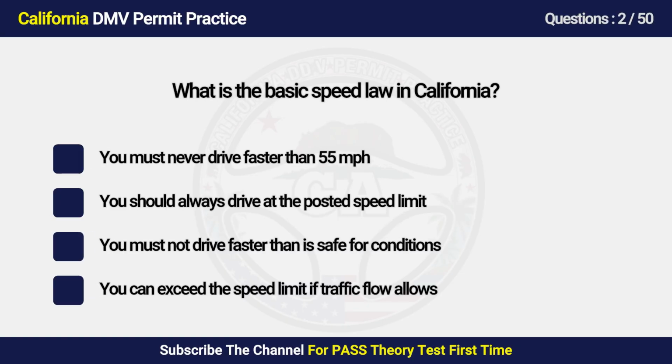Question 2. What is the basic speed law in California? A. You must never drive faster than 55. B. You should always drive at the posted speed limit. C. You must not drive faster than is safe for conditions. D. You can exceed the speed limit if traffic flow allows.